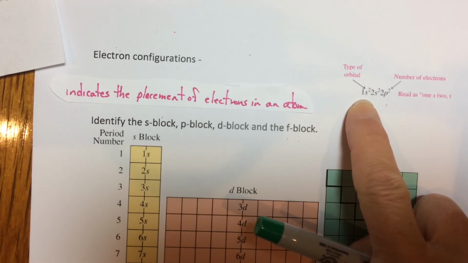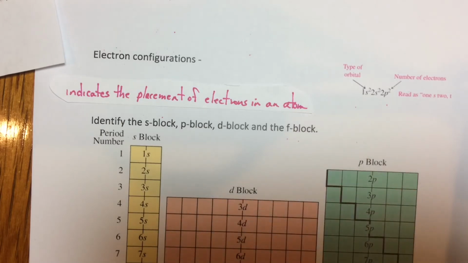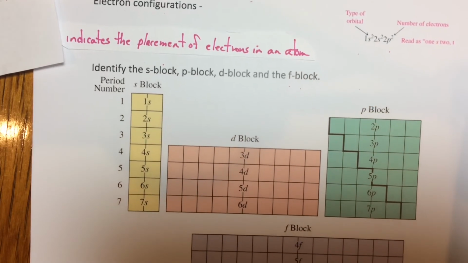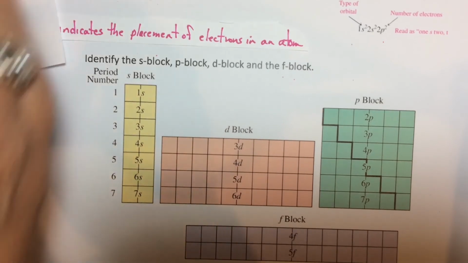1s2 means on the first level in the s orbital there are 2 electrons. 2s2, second level, on the s orbital there are 2 electrons, and 2p2 would mean on the second level in the p orbitals there are 2 electrons. So the superscripts are the number of electrons, and the big numbers are the levels. And we're going to do this really easily by using the periodic table.